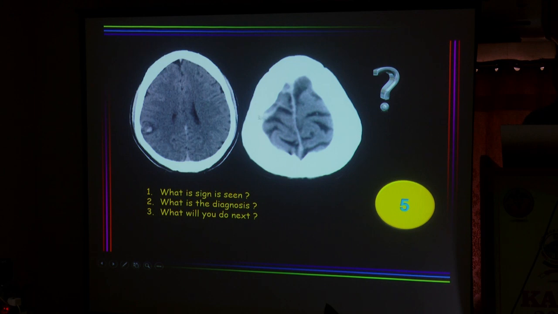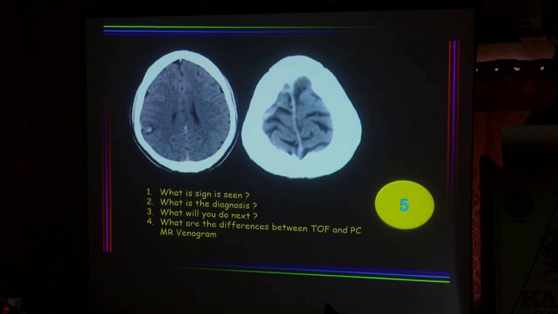So it's a cord sign. It indicates a cortical vein thrombosis or a dural sinus thrombosis. Looking at it, you have two options. Either you can do a CT venogram to look at the thrombus or the filling defect, or you can do an MRI, the MR venogram.